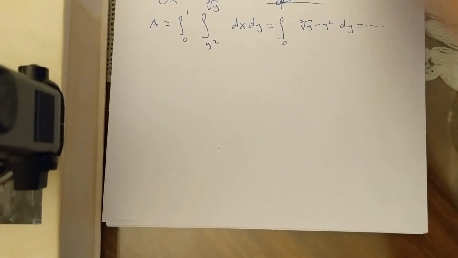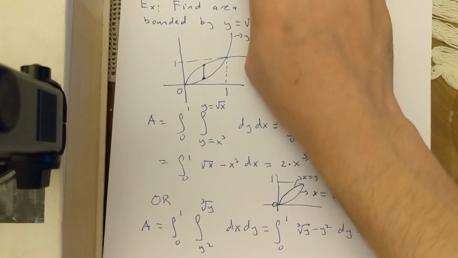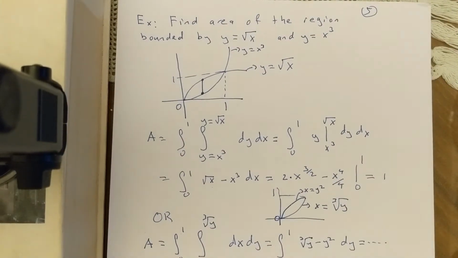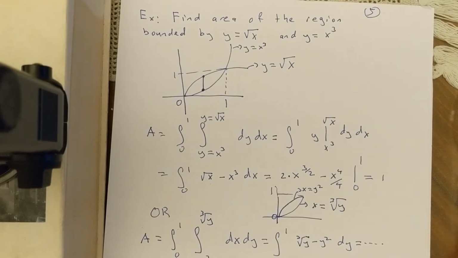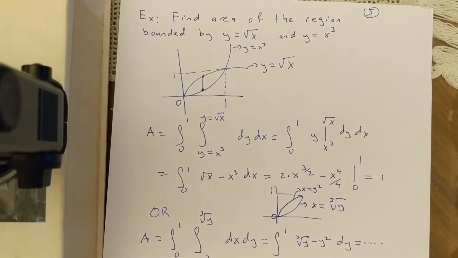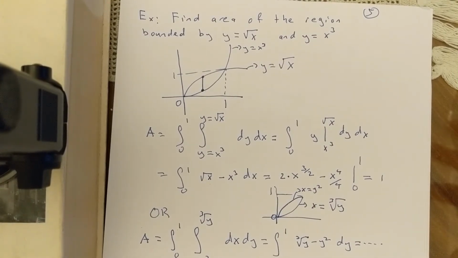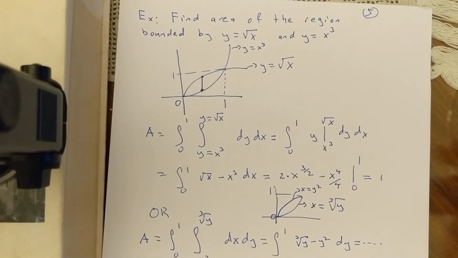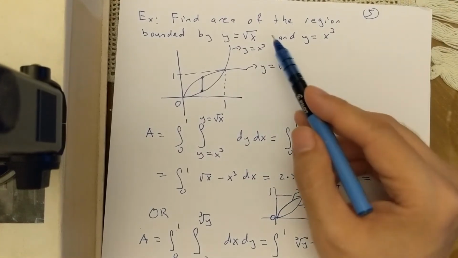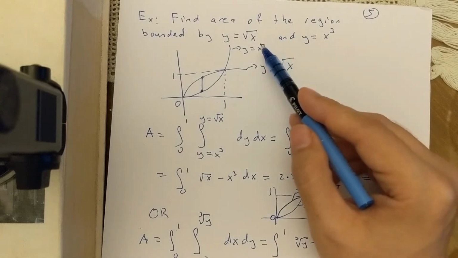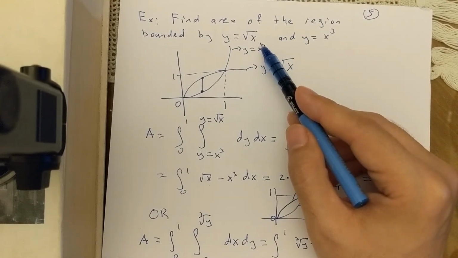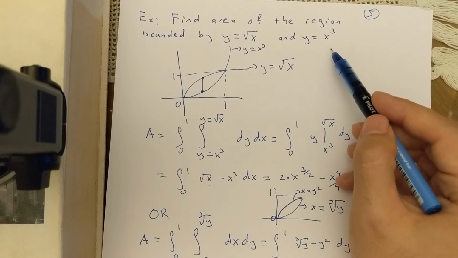Alright, so now I want to go back to good old area before we get on to volume. Let's do good old area with double integrals. Of course, these can all be done very simply by single integrals. The point here is we're trying to get some exercise on double integrals. So I would like you to find the area of the region bounded by y equals square root of x and y equals x cubed.